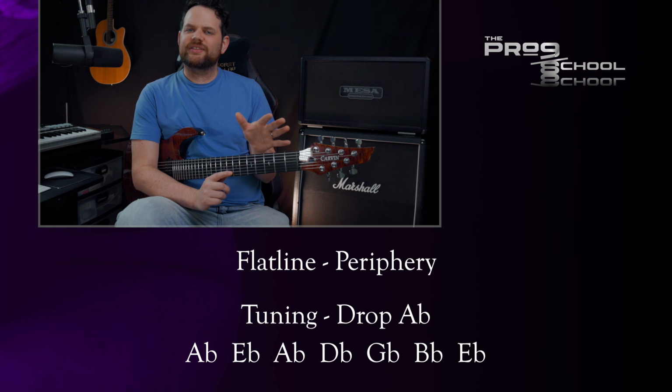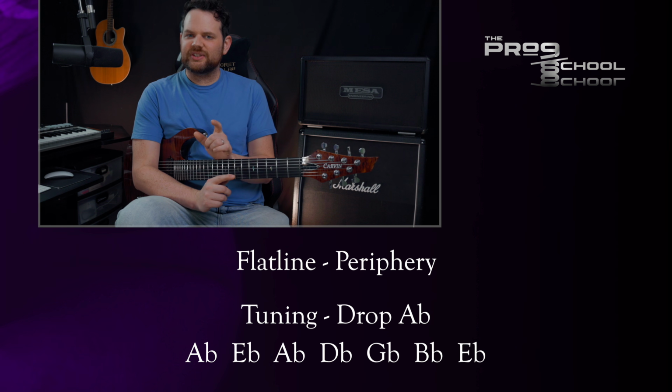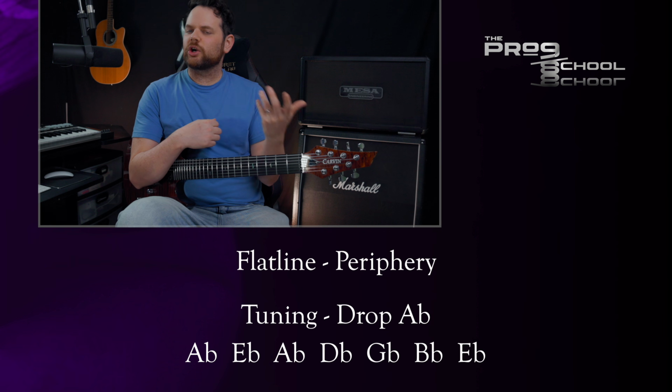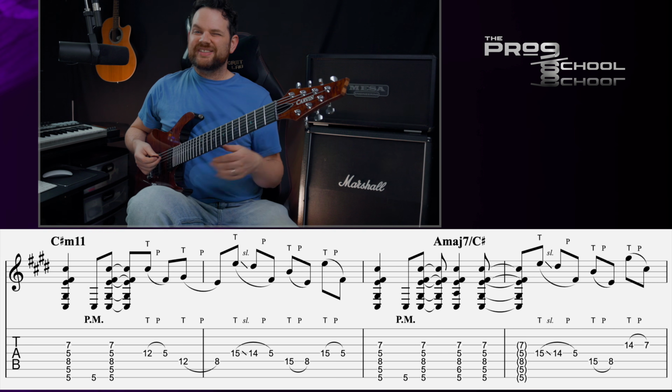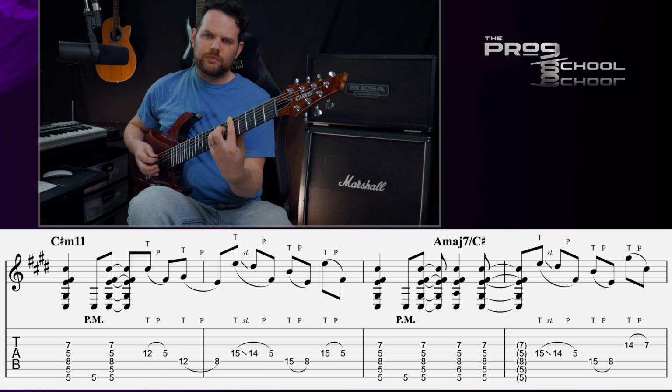I wanted to make sure I had songs in standard and drop tunings in this lesson since both are really common and both have a lot of great guitar chord shapes. This is actually a pretty simple chord progression. This first chord is a C sharp minor 11.